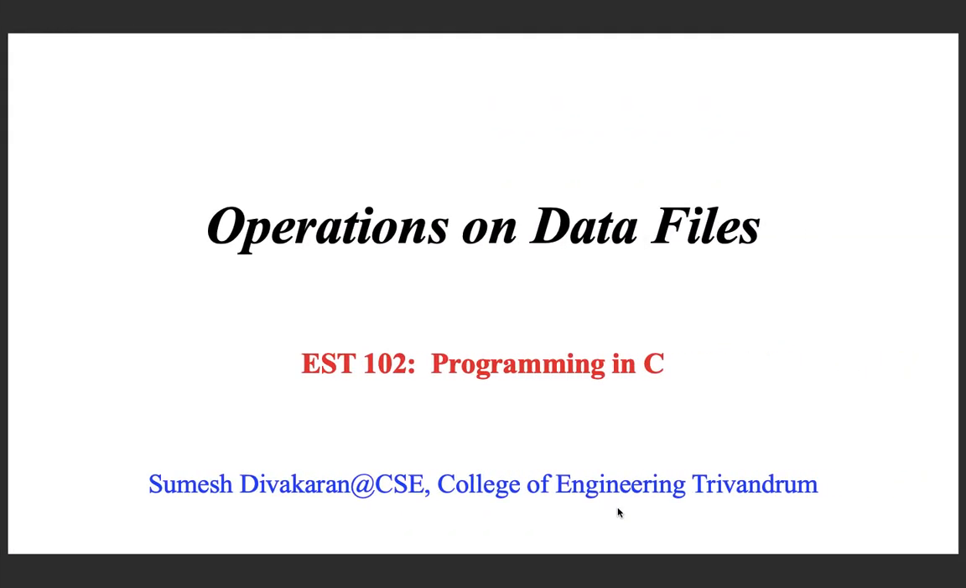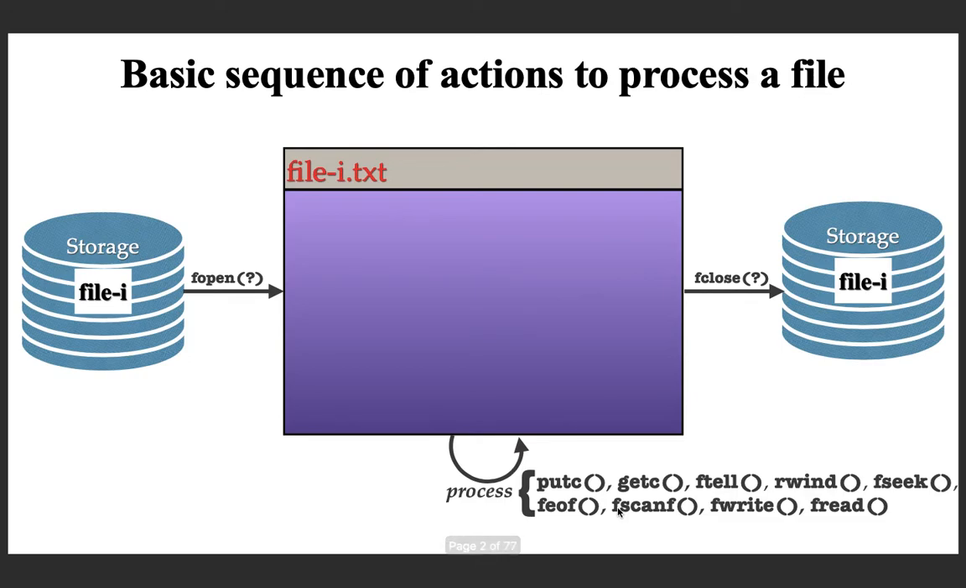Last class we started discussing the use of data files in C, which are used to permanently store data. And today the topic is operations on data files. If you recall from the last lecture, these are the sequence of operations that we can do on an existing file in secondary storage.